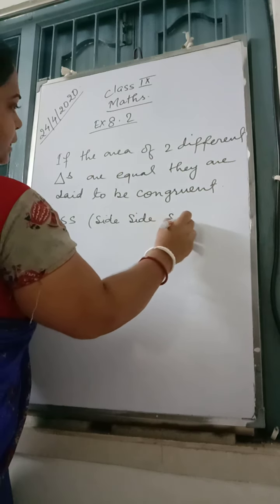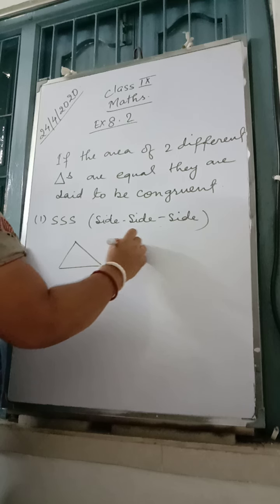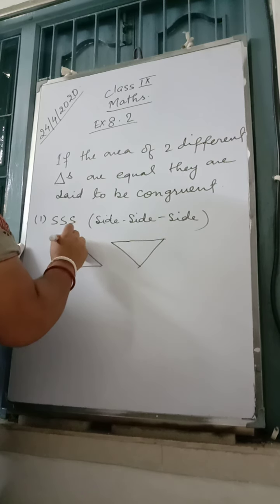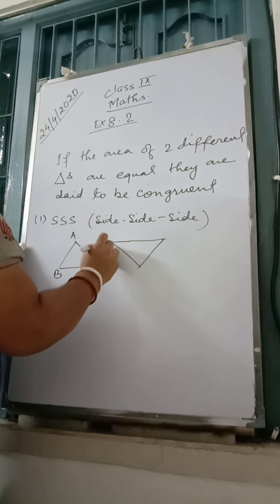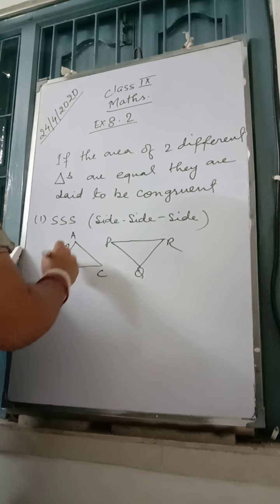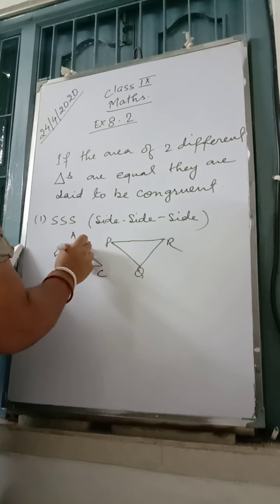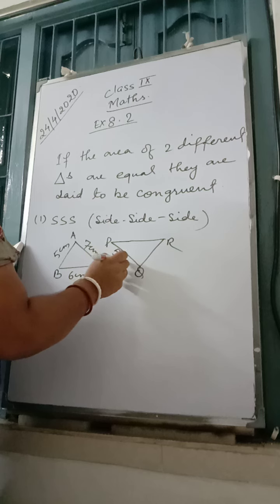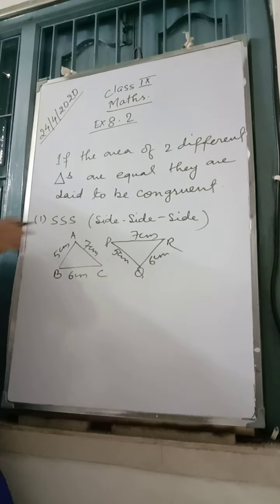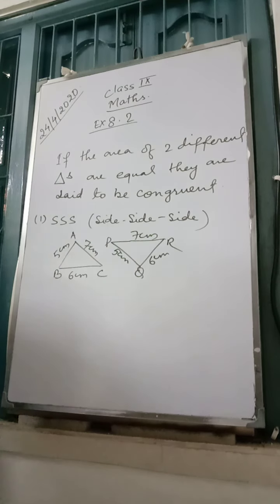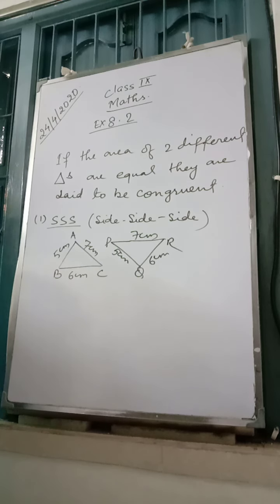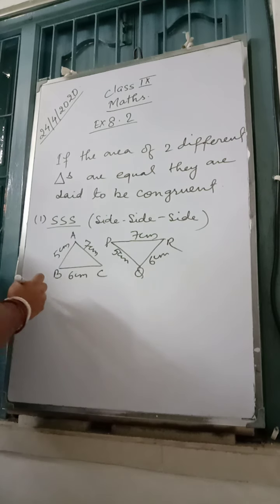If we have two triangles and they have equal sides, for example ABC and PQR, we have 5 centimeter, 6 centimeter, 7 centimeter, and 5 centimeter, 6 centimeter and 7 centimeter. If all the three sides are equal, then the triangles are congruent according to the SSS criterion. Next we have side, angle, side.